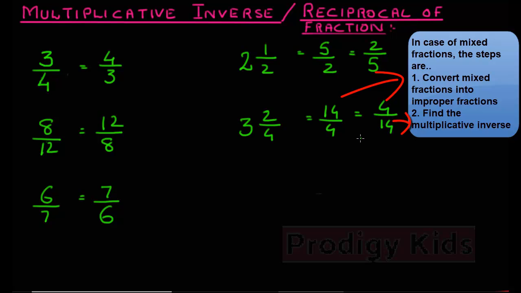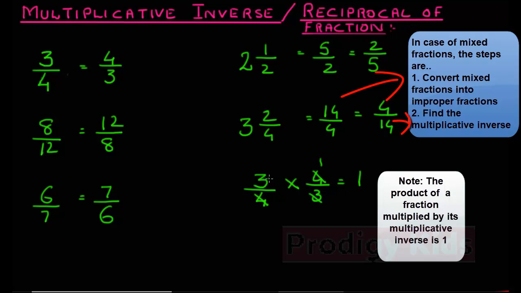You're right. So now you should also understand that two numbers are the multiplicative inverse of each other if their product is 1. What did I just say? For example, if I have the number 3 by 4, and if I multiply 3 by 4 with its multiplicative inverse, that is 4 by 3, I get the product 1. How is that? Watch out. 4 times 1 is 4, 3 times 1 is 3, 1 times 1 is 1.